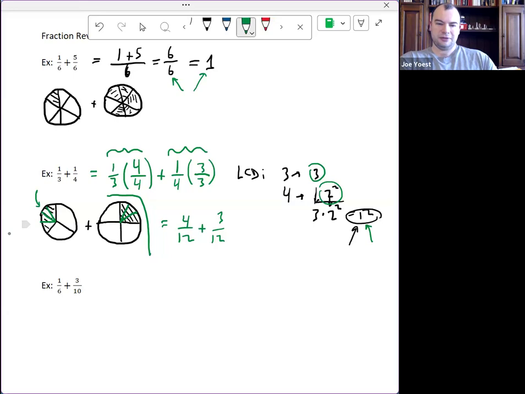And the nice thing is that now that I've sliced my 1/3 piece of pizza into 4 slices and my 1/4 piece of pizza into 3 slices, all of my smaller slices are the same size. They're all 1/12 of a pizza. Now I can just put them in the same box and count them up. Now I can just add 4 plus 3 is 7/12. 7 is prime, no common factors.